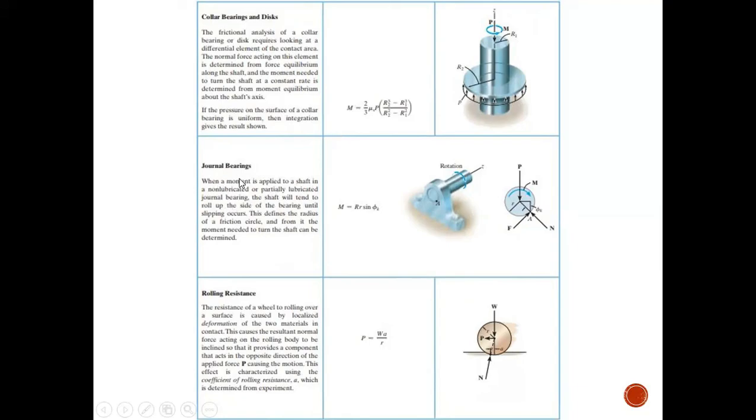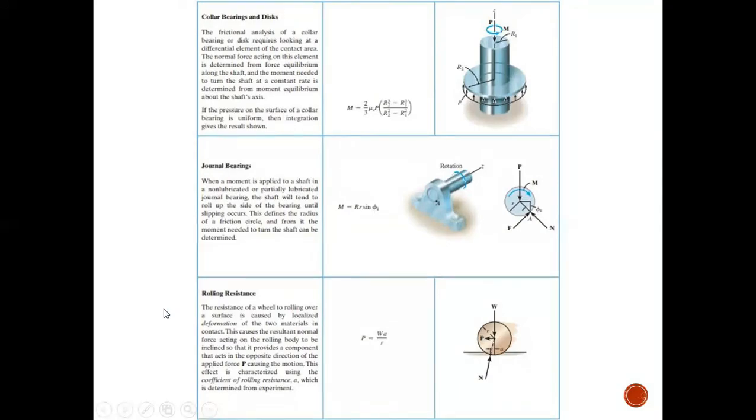And the journal bearing: when a moment is applied to a shaft in a non-lubricated or partially lubricated journal bearing, the shaft will tend to roll up the side of the bearing until slipping occurs. This defines the radius of a friction circle, and from it, the moment needed to turn the shaft can be determined. The moment is equal to R r sine theta.